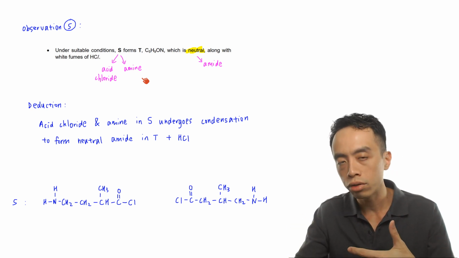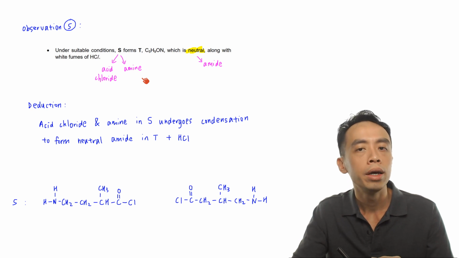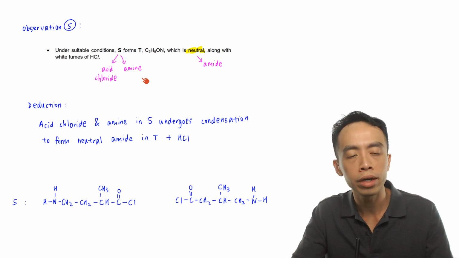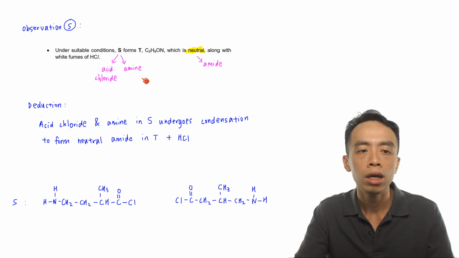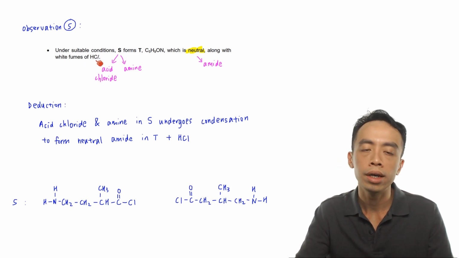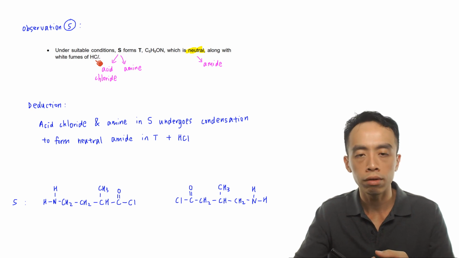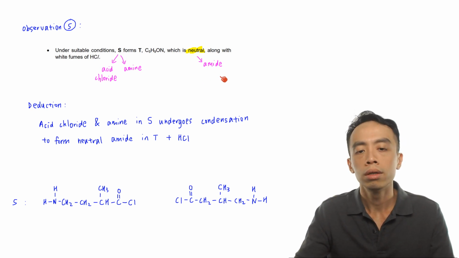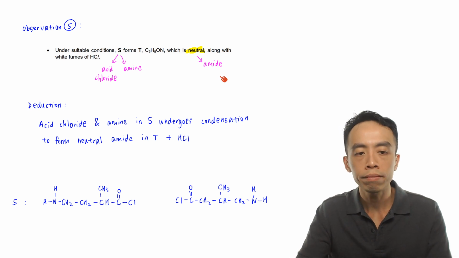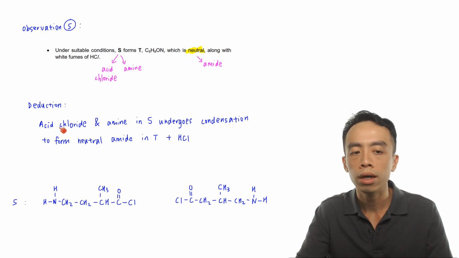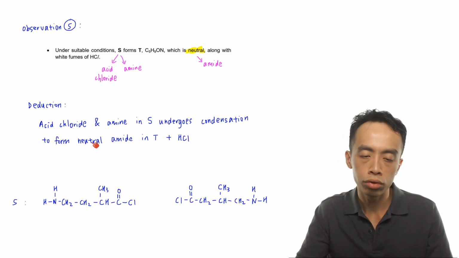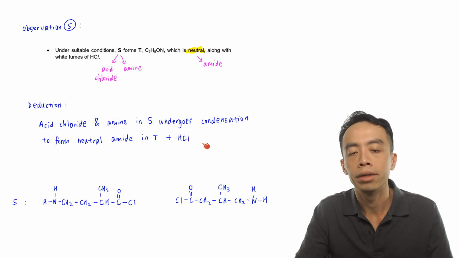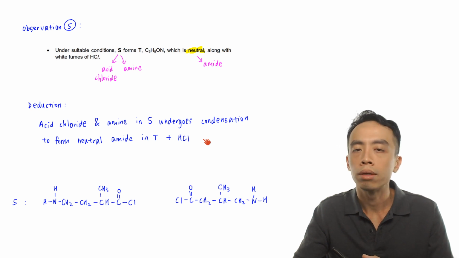And then condensation reaction usually will require kicking out of a small molecule, right? So between acid chloride and amine, the small molecule that's being eliminated or being kicked out will be HCl. So just nice, everything is accounted for, and amide is neutral. So we know that this is a condensation reaction between the two functional groups, acid chloride and amine in S, to form amide, which is neutral, in T, and I get HCl as a byproduct.